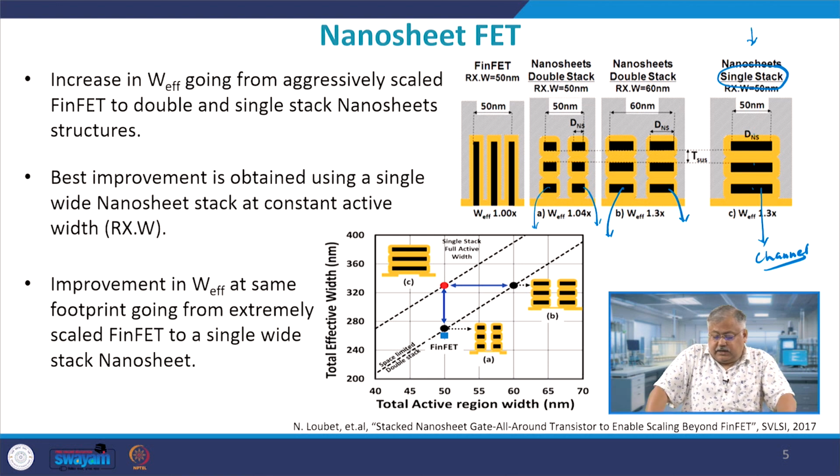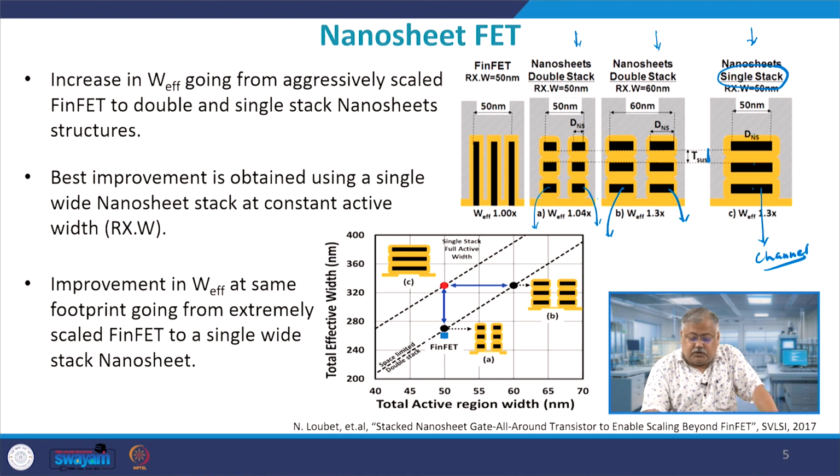What has happened is that this TSUS is the thickness between the 2 sheets, right? This TSUS is remaining constant even when you break open the device. However, if you look at this diagram and this diagram, the difference between them is that this is 60 nanometers long in width, whereas this is 50 nanometers. So the effective width has actually increased, right? And DNS is basically the diameter of the nanosheet, or the distance of the nanosheet.